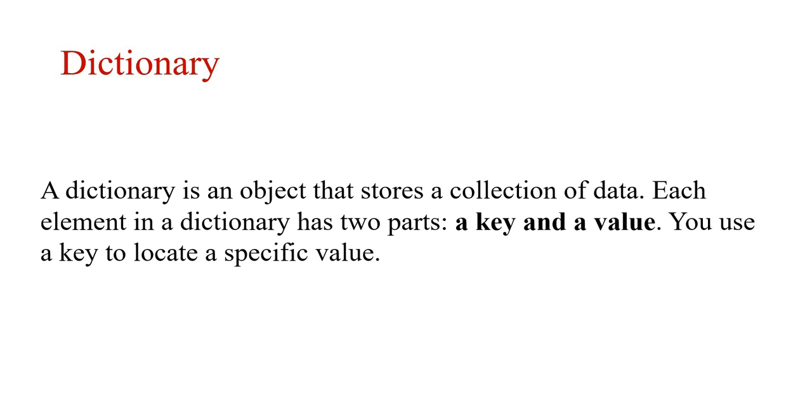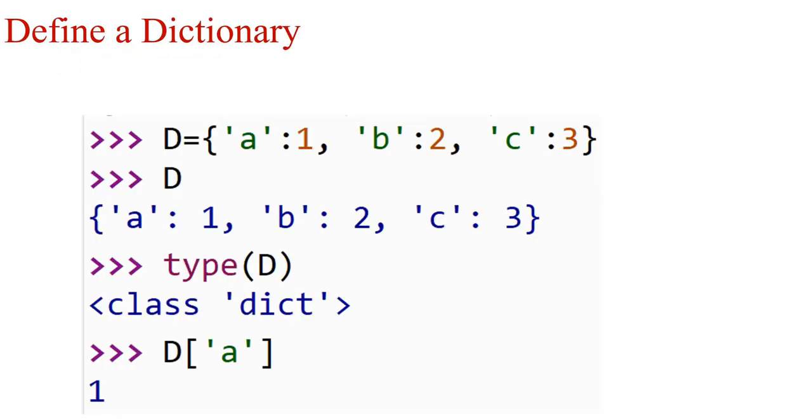There's a key value pair in a dictionary, similar to how a dictionary works. We know that there's a word and there's a definition describing that word. So a key is always going to be associated with a value in a dictionary in Python, and you can use that key to locate that specific value. So let's look at an example of a dictionary.